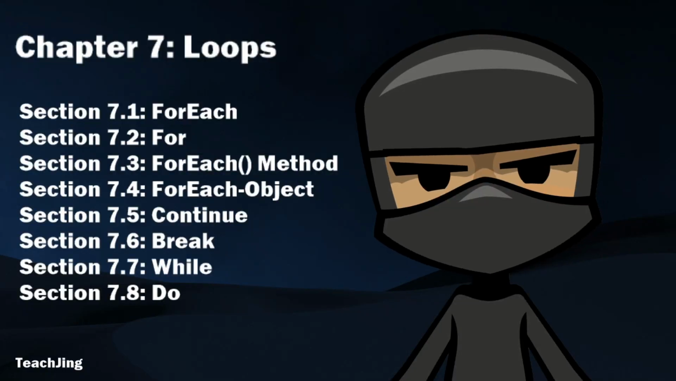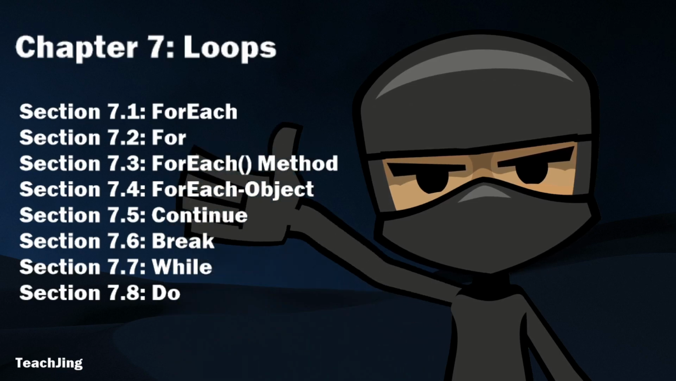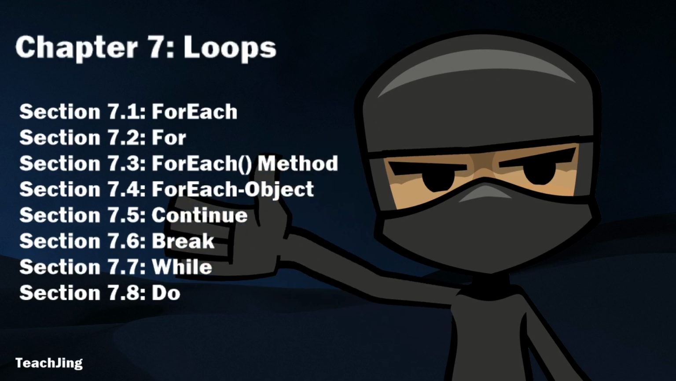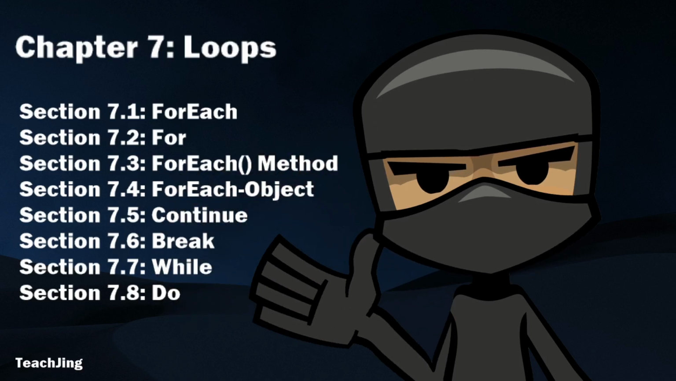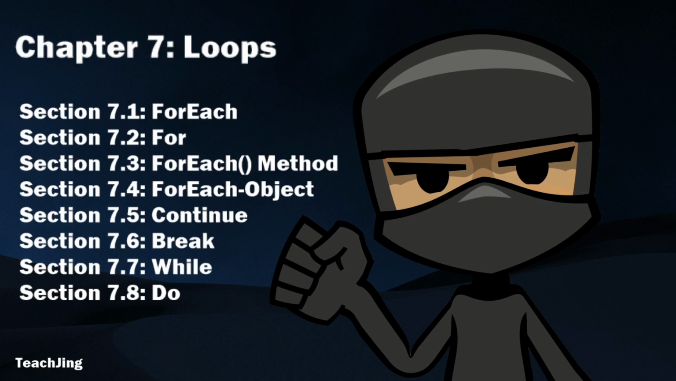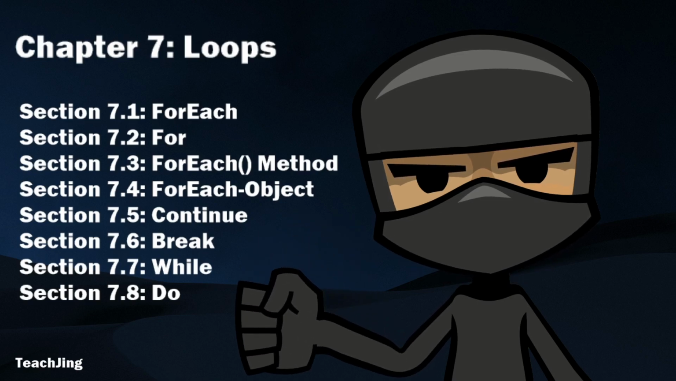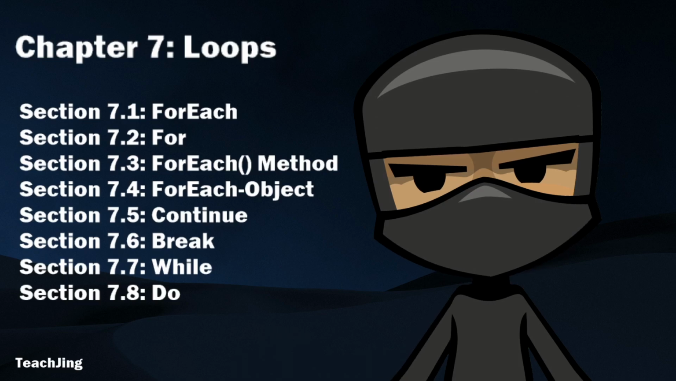Chapter 7, Loops. For each. For each method. For each object. Continue. Break. While. Do. What is a loop?